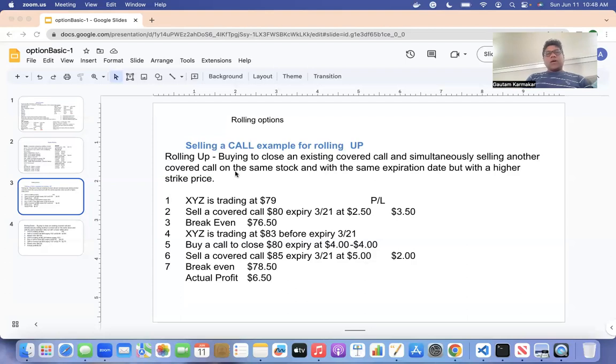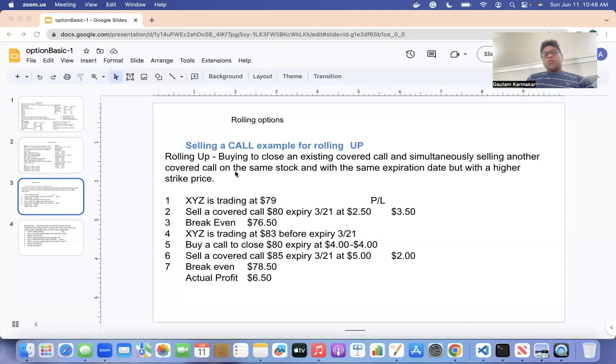Here is a quick example. Rolling up is buying to close an existing covered call. So let's say you are selling a covered call on XYZ, a company ticker. The stock is trading right now at $79, and you sell a covered call at $80. So you want to sell that stock at $80, expiry March 21st, let's say 3 weeks from now. But you got $2.50. So basically you get $250 by selling that covered call.